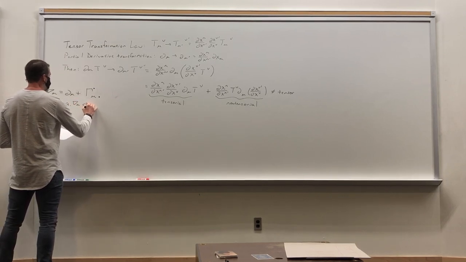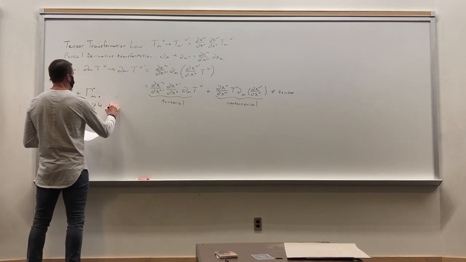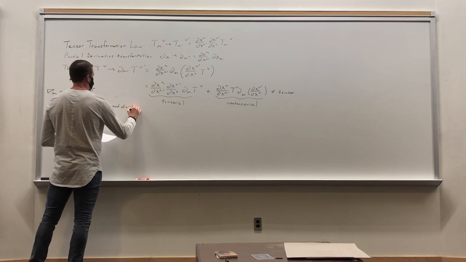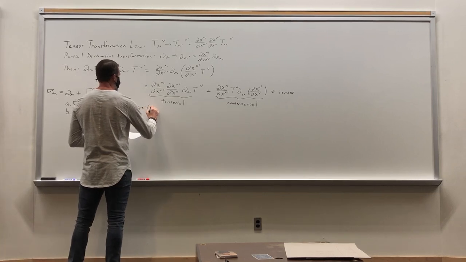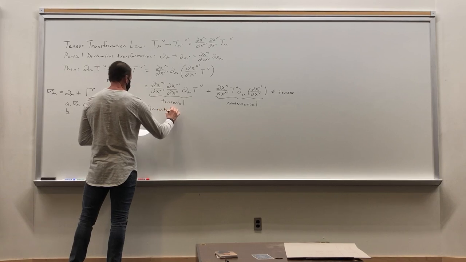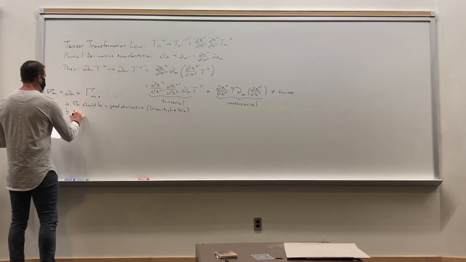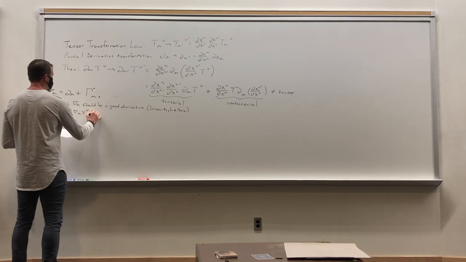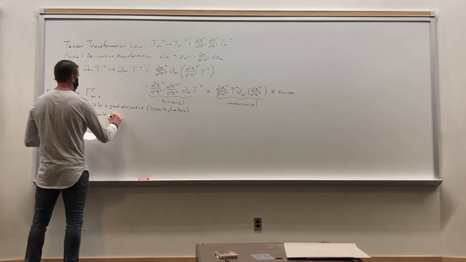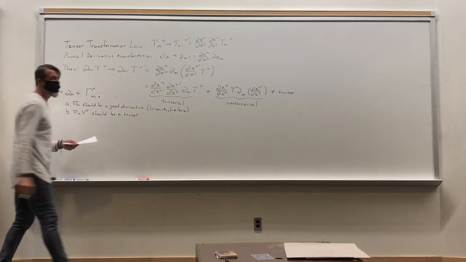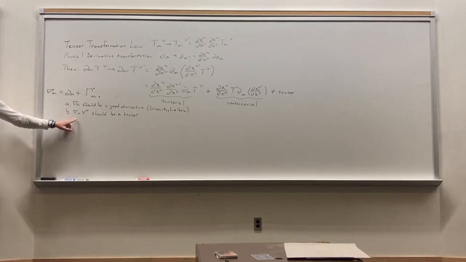First is that del mu should be a good derivative. And what I mean by that is it should obey the linearity condition and the Leibniz rule. The Leibniz rule is basically the product rule. Secondly, del mu v nu should be a tensor. B is obvious. This is the derivative acting on a vector, and we just want that to be a tensor. So we knew we were going to demand this. This is just kind of like, is it satisfying the usual requirements of the derivative operator? And I'll show you what those are in just a moment.